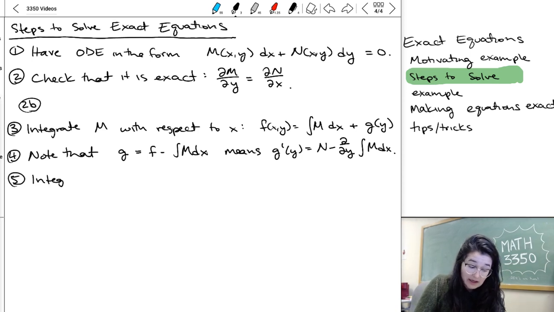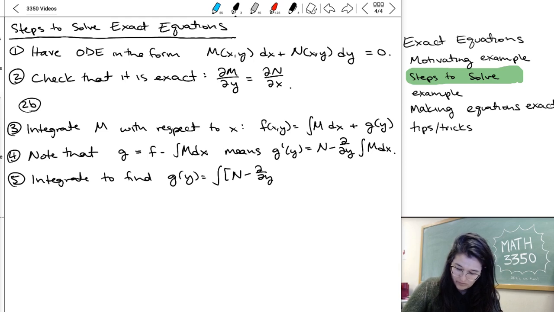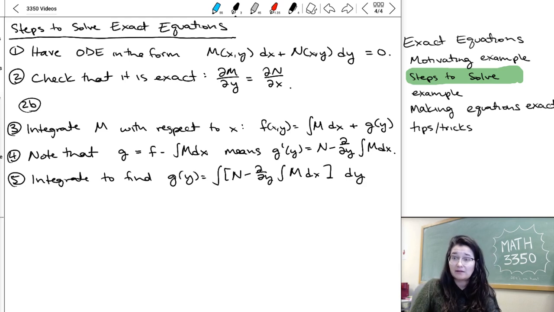Then we're going to integrate to find g of y equal to the integral of everything we just wrote down. And that looks very messy, but in practice, this quantity right here is going to be something that you compute. It's going to be like e to 3x, and then you're going to integrate it. It's going to become e to 3x times y. So it looks gross in general terms, but in practice it gets a bit easier.